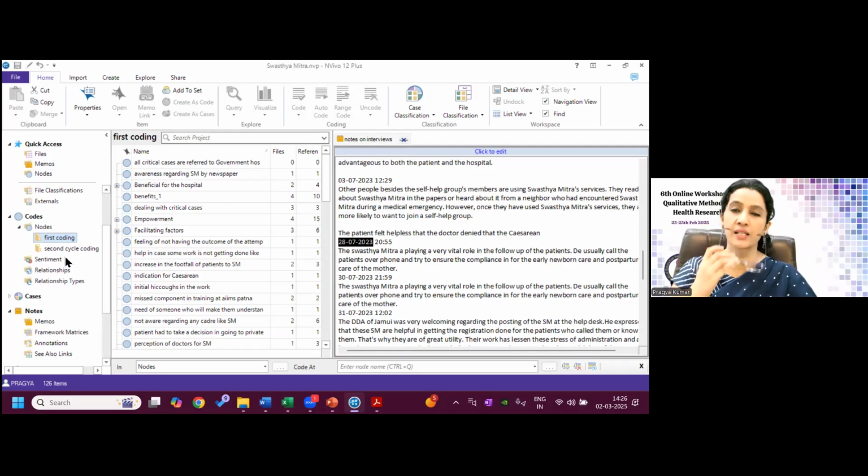Like we suggest for quantitative data, that you keep the original data, and whatever variable categories you create, keep one version of your original data. Similarly, keep one version of your first cycle coding method, and then you may start the second cycle coding method. So this is just how we did it for that Swasthya Mitra project on NVivo.